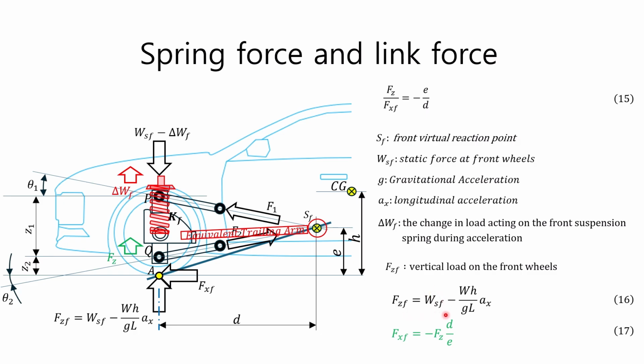The second term on the right side of equation 16 represents the vertical dynamic load acting on the front wheels. The reason the sign of the vertical dynamic load in equation 16 is negative means that when the driving force Fxf is applied, the vertical load on the front wheels is reduced by the amount of the vertical dynamic load. Meanwhile, if we rearrange equation 15, obtained previously for the driving force Fxf, we can obtain equation 17. What we want to find is the relationship between the front wheel driving force, the dynamic force, and the change in force acting on the front wheel spring, delta WF.